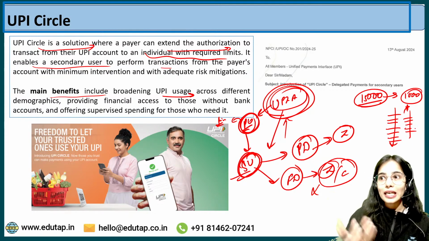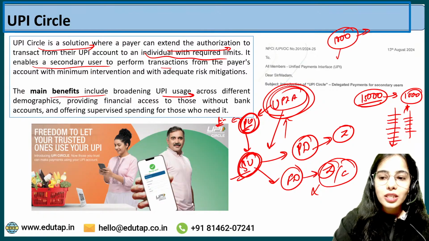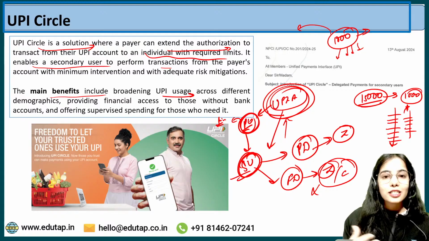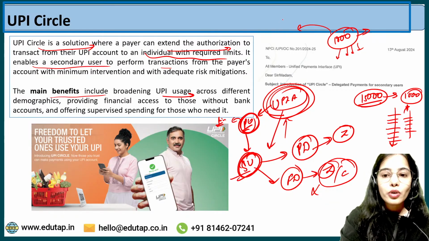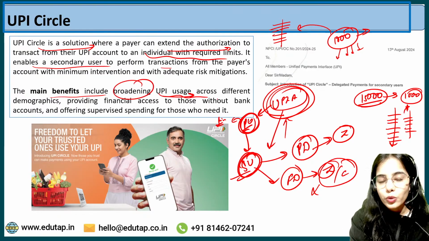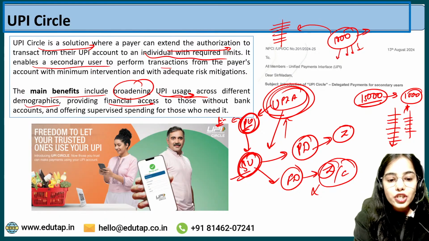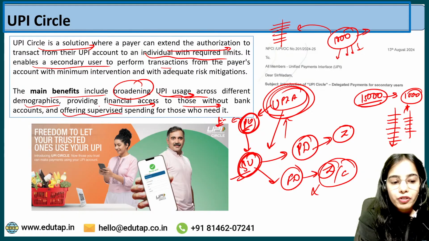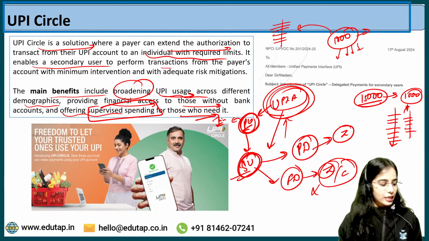So you will have the full access, because if you are giving 1,000 rupees to your kid, you will not know where the kid is spending the money. But now if you are providing access to your UPI account within the monthly limit of 1,000 rupees, you will also be able to see where the transactions have been made. So this has broadened the UPI usage across different demographics, across different population groups, providing financial access to those without bank accounts also, and offering supervised spending for those who need it, like your kids. Okay, so this is the idea.